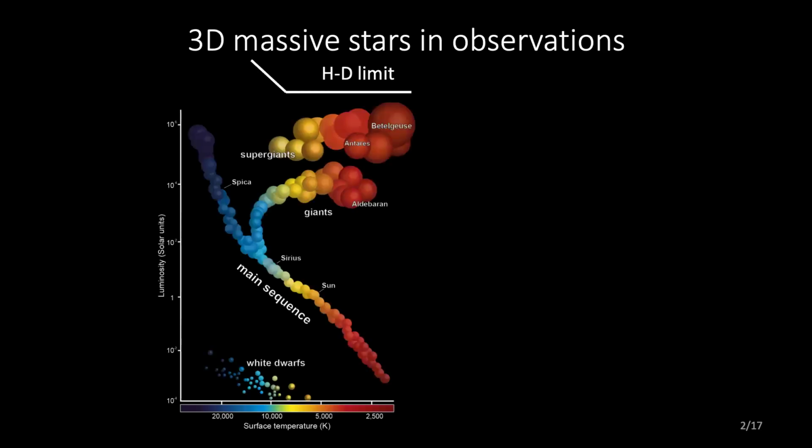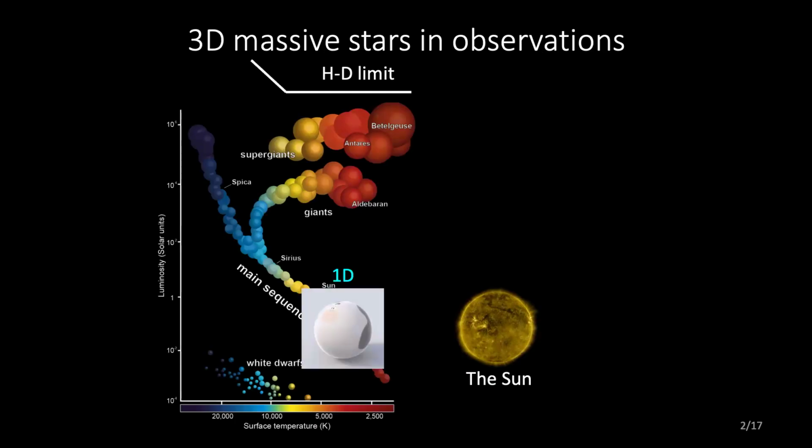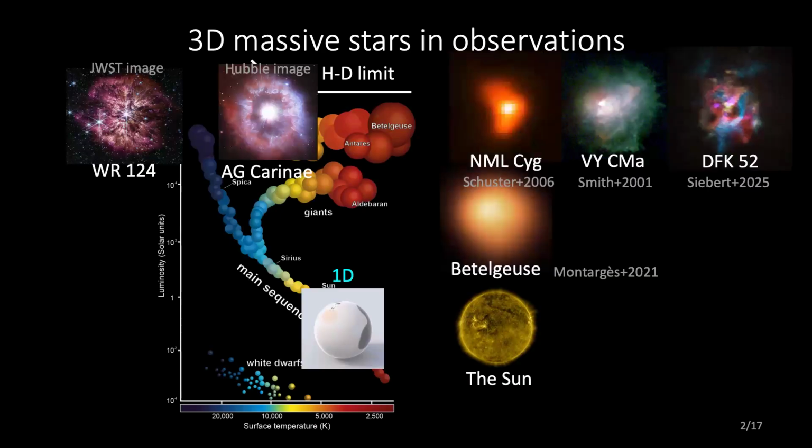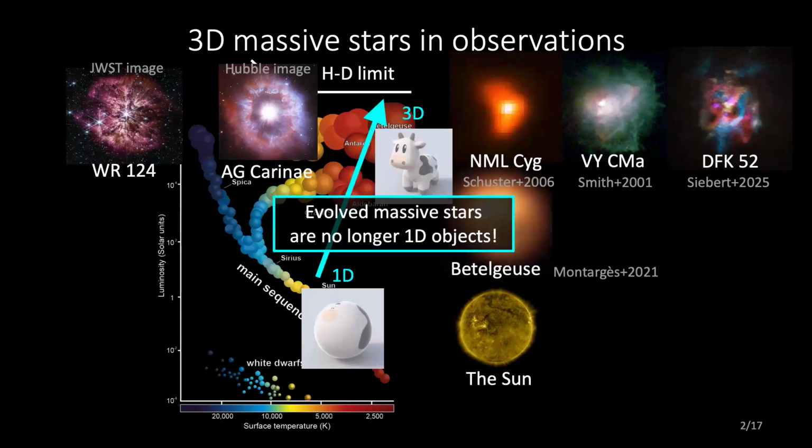The general idea is that if you look at the HR diagram and you start to look at our own sun, then you start to see some 3D structures on the surface. But overall, it's still a fairly symmetric object. So you can treat it just as a 1D object, and you can simulate it pretty safely. But as you go to these more massive stars, you start to see a trend where they seem to be no longer 1D objects, especially if you look at their circumstellar surroundings. And it means you cannot treat them as spherical cows anymore.